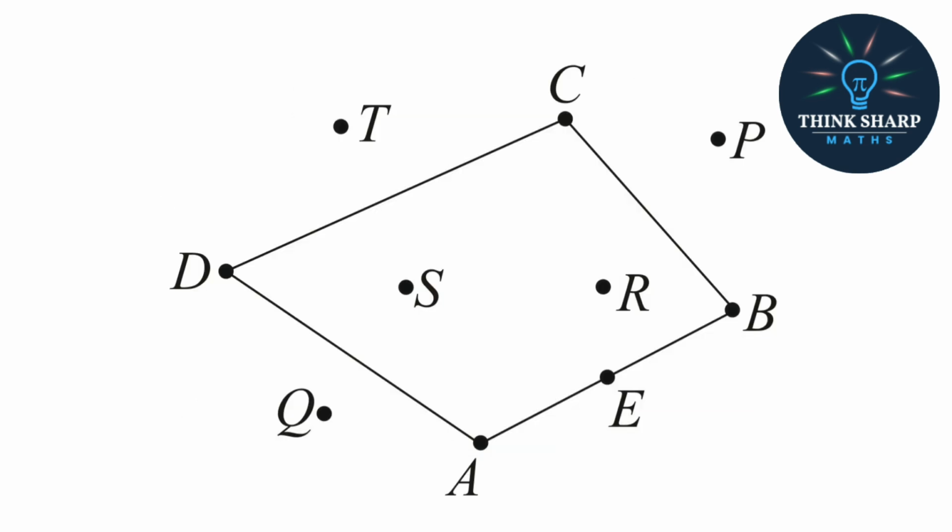Now we are going to see the new topic. Here you are seeing ABCD is a quadrilateral. Inside it, 2 points are there, S and R. So it is called the interior of the quadrilateral. The 2 points which are in the interior of the quadrilateral are S and R.